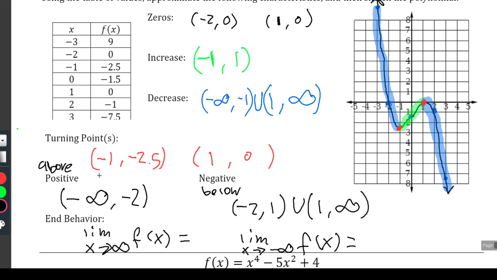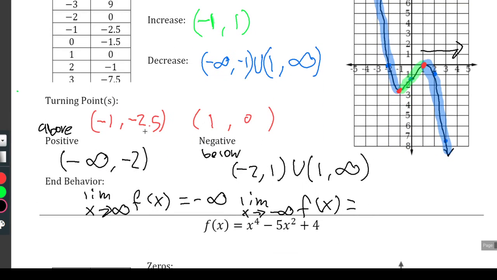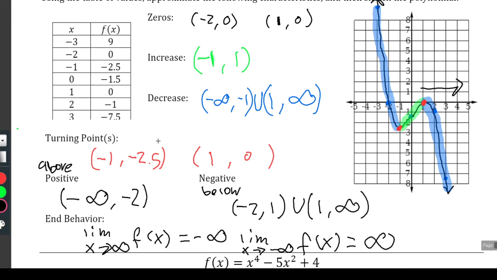Anybody want to shoot a guess as x approaches infinity? What is the function doing as x gets really, really big? That's the right side. It's getting smaller, which means it's heading towards negative infinity. And as we learned from yesterday, when we have a degree of 3, our end behavior is the opposite of each other. So that means the limit as x approaches negative infinity, or we can see it in the graph, as x gets really, really small, or heads more left, the function gets really, really big.